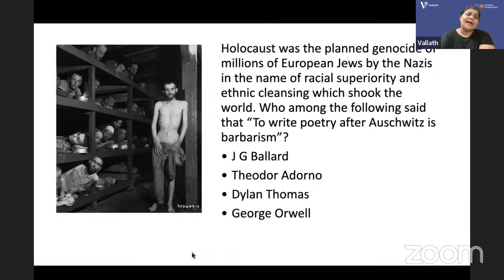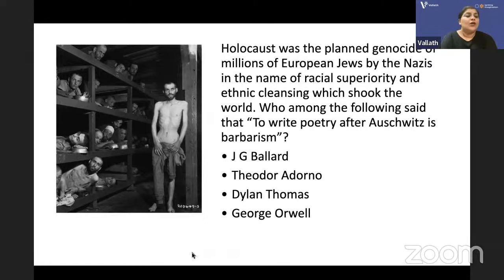The Holocaust was the planned genocide of millions of European Jews by the Nazis in the name of racial superiority and ethnic cleansing, which shook the world. Today, you know that there are also people who say there was no Holocaust. There are neo-Nazis also. Anyway, who among the following said to write poetry after Auschwitz is barbarism?